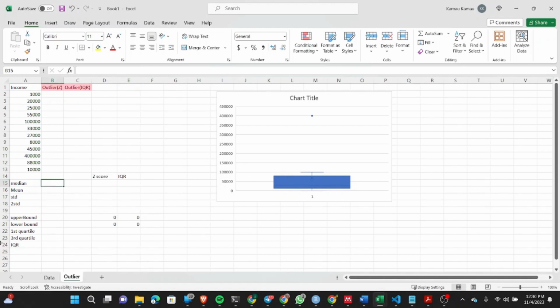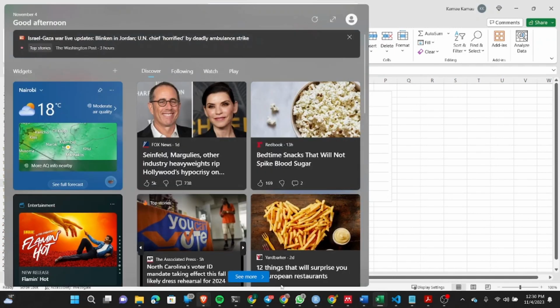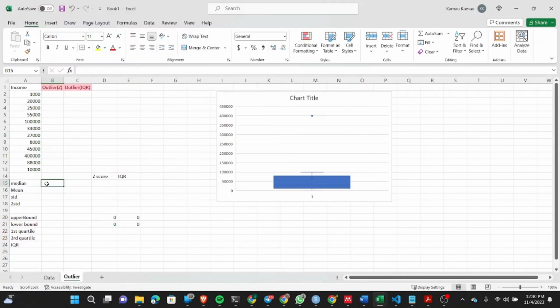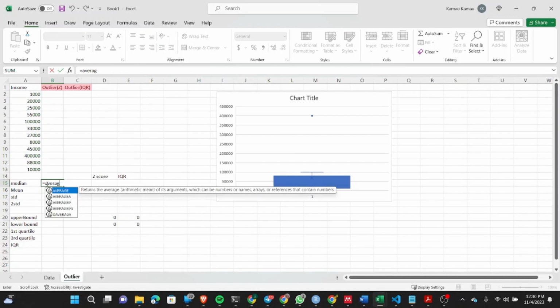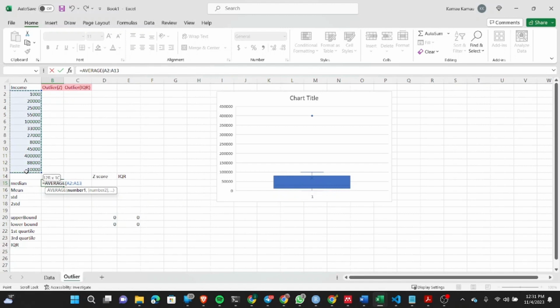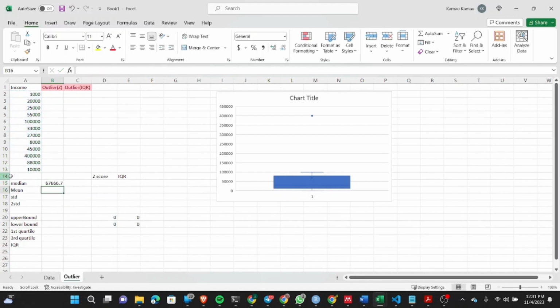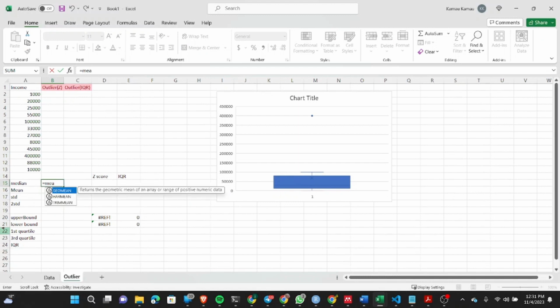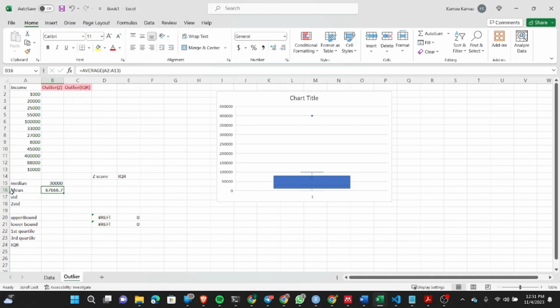So the first thing is you want to get the mean. You get the average in Excel. You use this function called average and you highlight the data you need. Next, this is going to be the median. So you get the median. The median is the mid-row point of the data when you arrange them from the lowest to the highest. So we have the median, we have the mean.